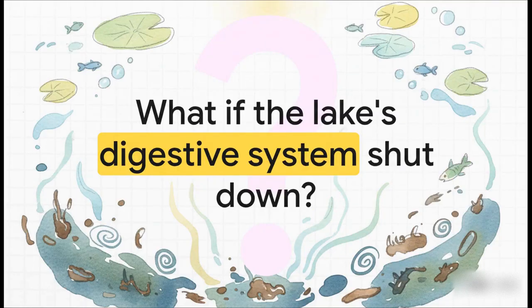And that leaves us with a final thought to chew on. We've seen that the benthic and profundal zones are the lake's digestive and recycling system. So, what do you think would happen to that vibrant, sunlit world at the surface if the system at the bottom suddenly just shut down and that flow of nutrients stopped?